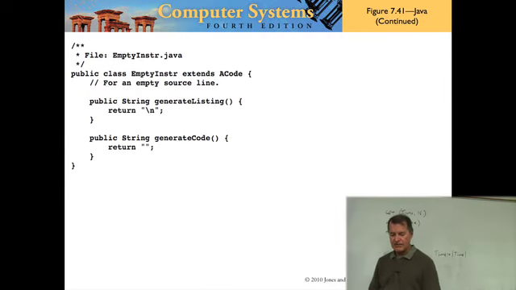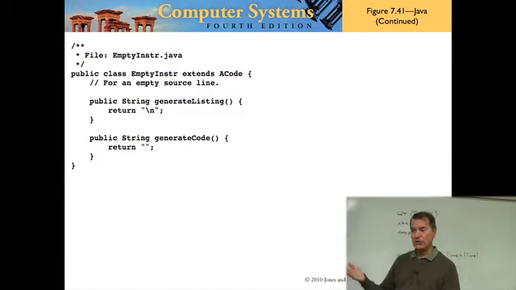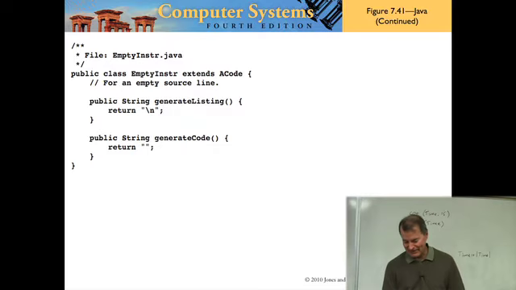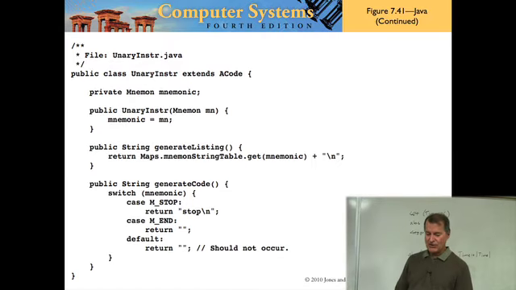Okay, and then here is the empty. Of course, the empty string on the generate listing. What do we return? A new line. But do we ever generate code? We don't know. It doesn't generate code. Now, does everybody see that? Are you with me with that there? Okay. And now here's the unary instruction.